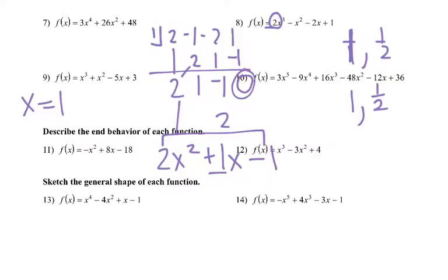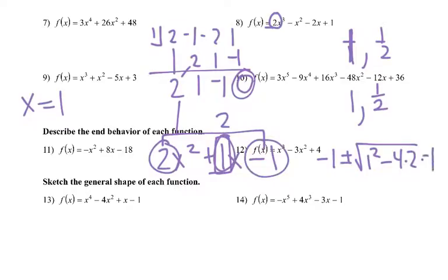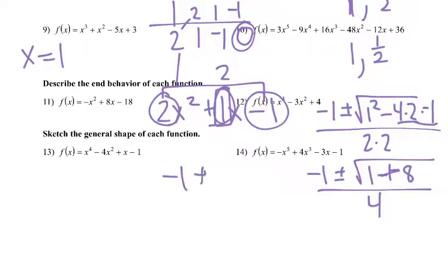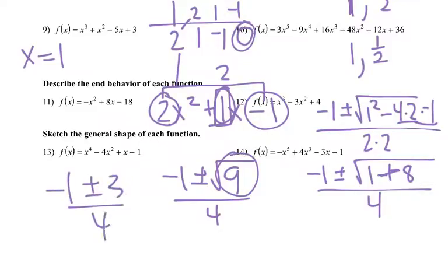Can't do that, I don't think, so let's do the quadratic formula, right? So the opposite of b plus or minus the square root of b squared minus 4 times a times c over 2 times a. And then we simplify that. So negative 1 plus or minus the square root of 1 minus 4 times 2 times negative 1, which is negative 8. That would make a plus. So we'd get negative 1 plus or minus the square root of 9 over 4. We know the square root of 9 is 3, so negative 1 plus or minus 3 over 4.